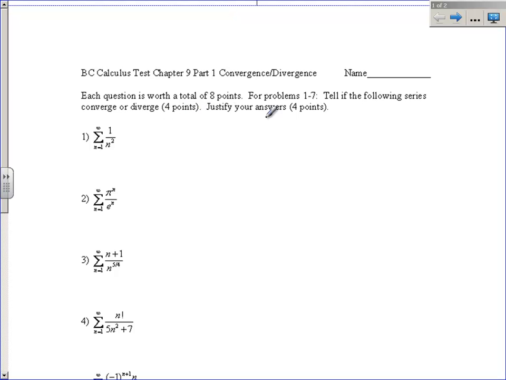Then they had to justify their answers. They basically had to convince me or give me a correct reason or one of those diagnostic tests for their answer. So here we go.